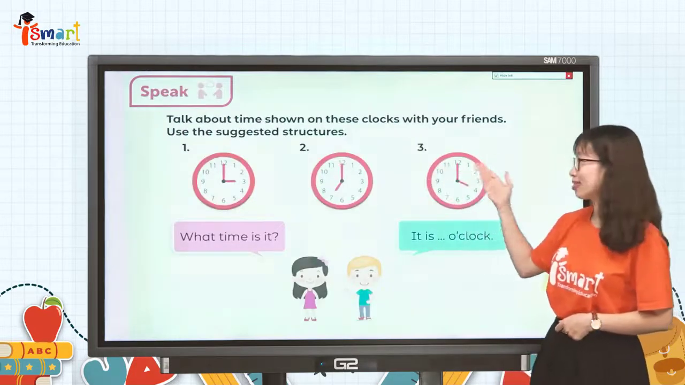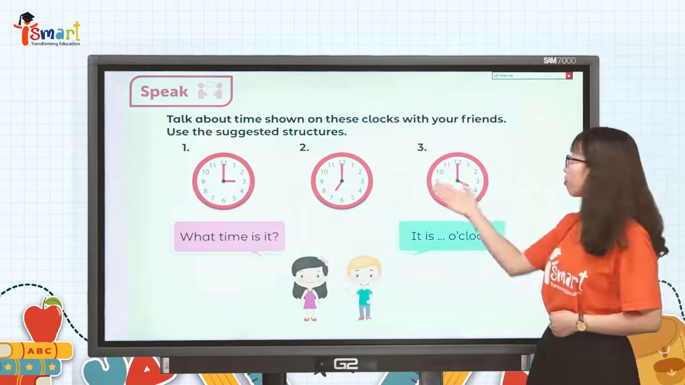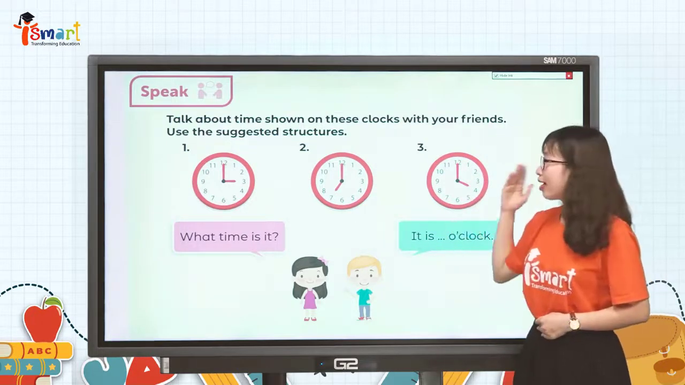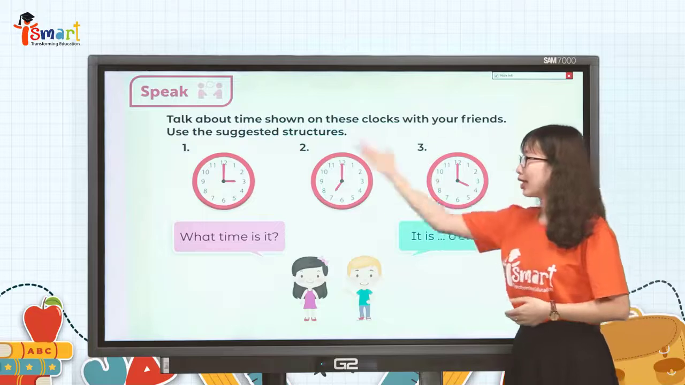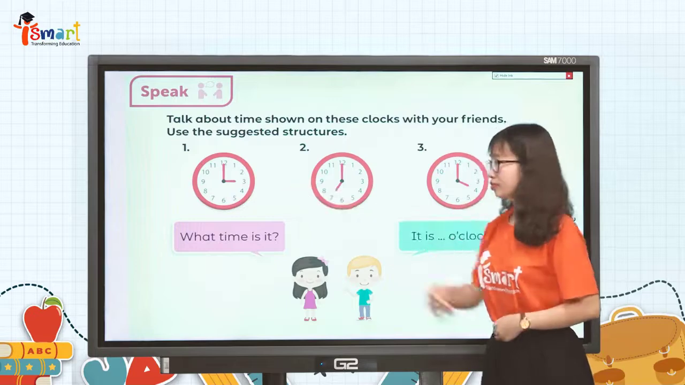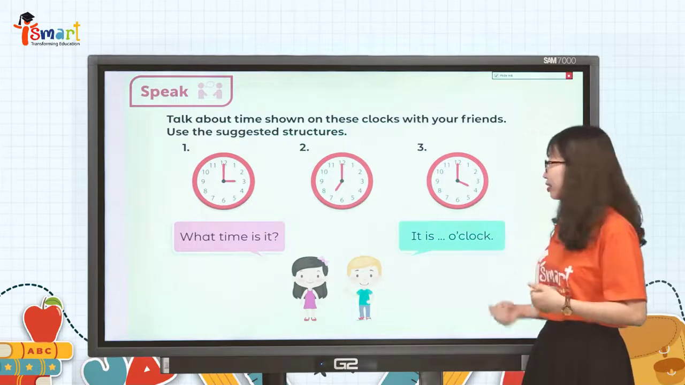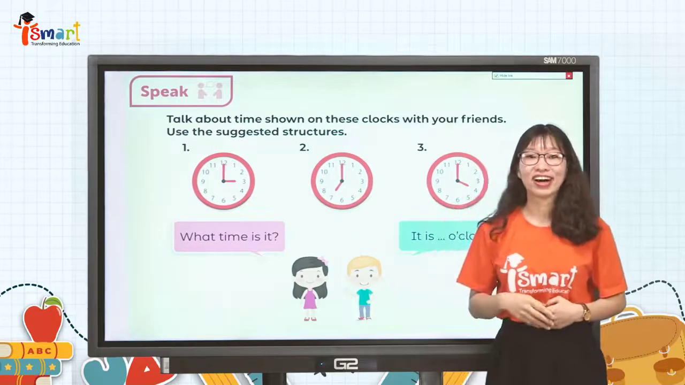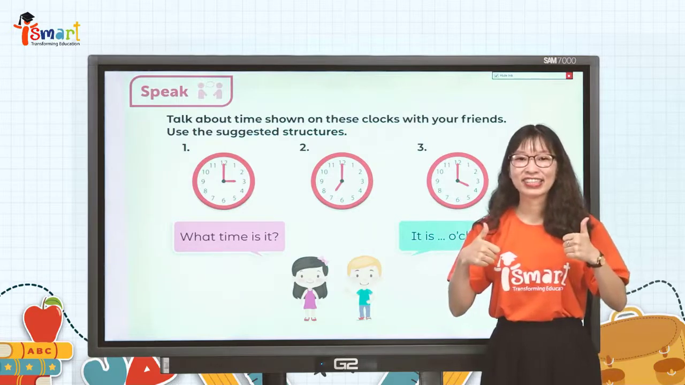Okay, now it's speak time. You will talk about time with your friends in this class. Okay, and use the structures like this. In this speak time, you will work in pairs. One student will ask and one student will answer. Okay, for example, one student will ask, what time is it? Very good. And it is 3 o'clock. Okay? You understand? Can you do it? Very good, class.